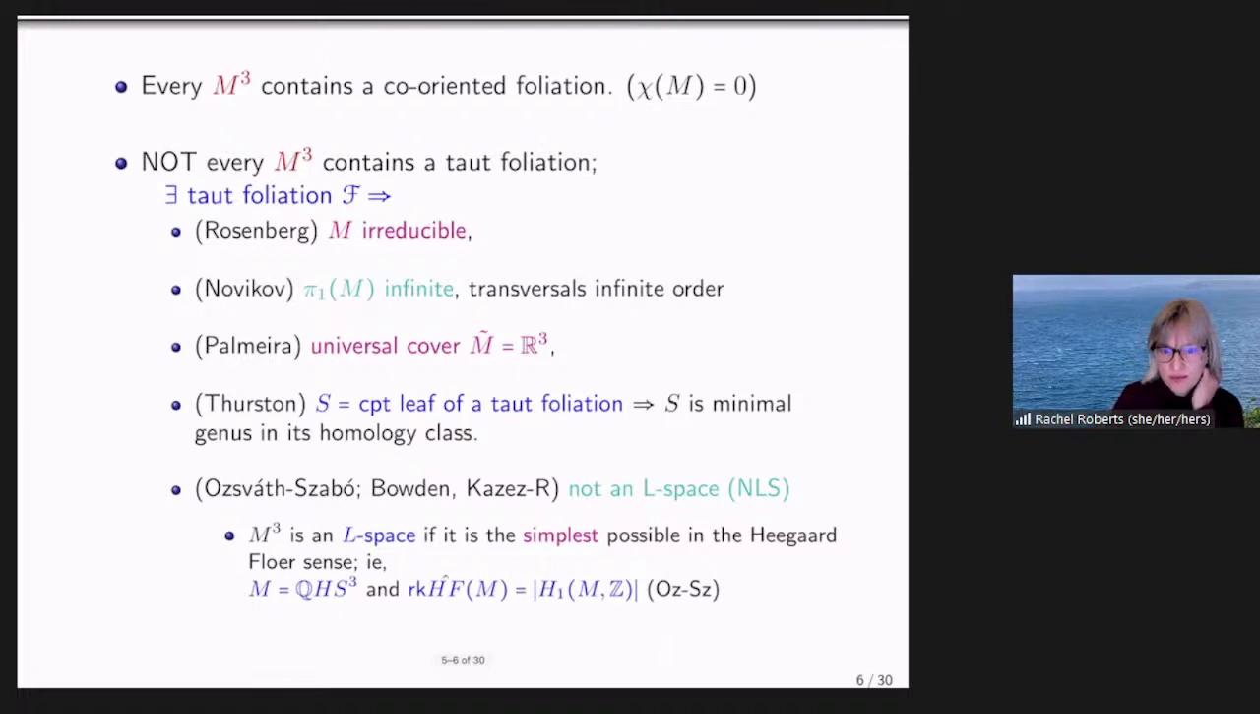Thurston tells us that if a surface is a compact leaf of a taut foliation, then it's minimal genus in its homology class.